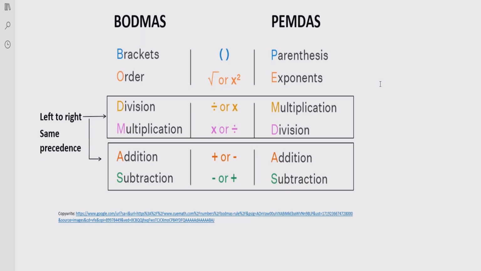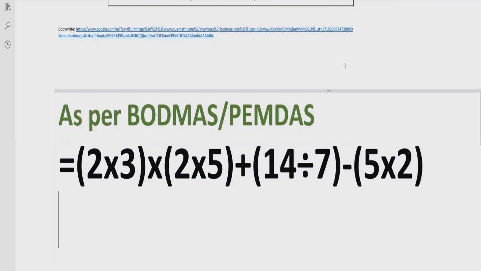So what will you do? You will go first left to right in your expression and find out division and multiplication. If division is coming first, you have to solve the division first. And if multiplication is coming first, you have to solve the multiplication first. Similarly, for addition and subtraction, we have the same. We can solve addition first if it is coming first, and we can solve subtraction first if it is coming first. So now let's move towards solving the given expression.